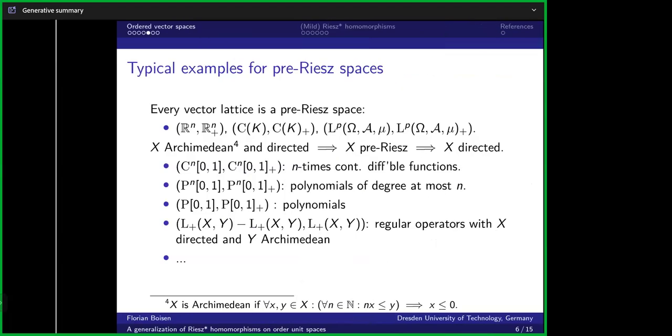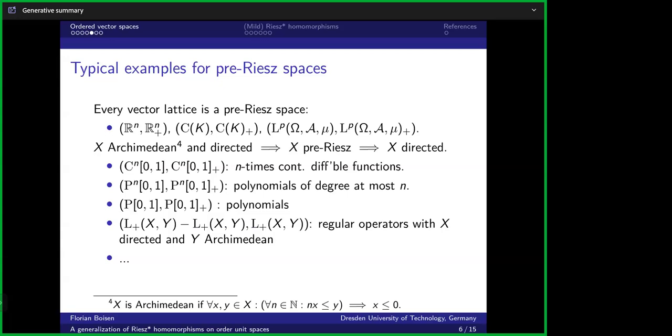But there are many more examples, because it turns out if your space is Archimedean, so for any two elements x and y, it's true that if nx is less than y for all natural numbers n, then your element x must already be negative. And if your space is directed, then this space is already a pre-Riesz space, and you can also show that these pre-Riesz spaces are necessarily always directed. And it turns out these are very weak properties.